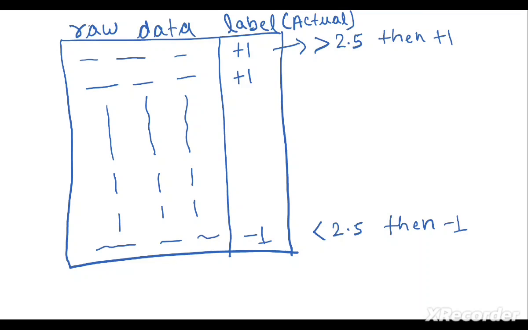So here we have the raw data level. What we did was apply some simple if-else conditions: if the rating is greater than 2.5 then mark it +1, and if it is less then mark it -1. So we converted the data into some form.